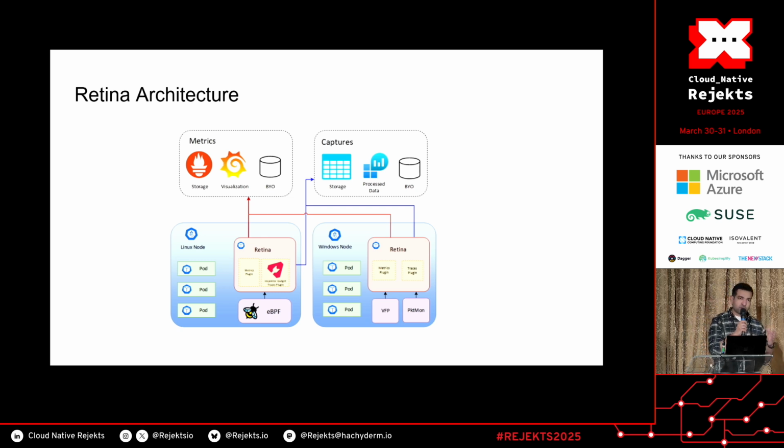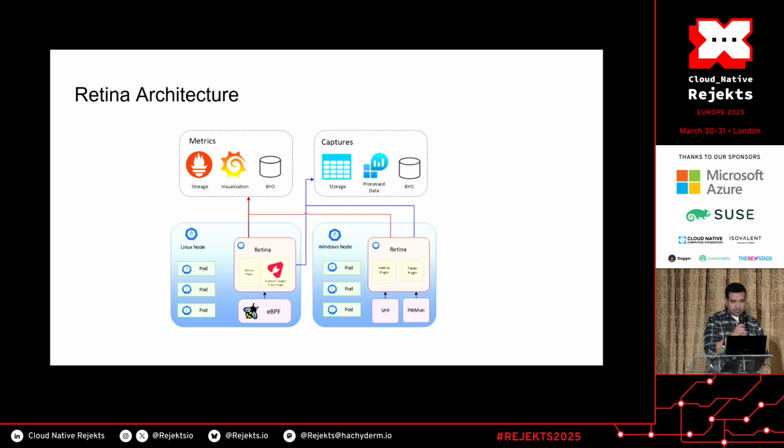Retina is designed to be very pluggable. If you have a use case that is not really there in the product today, you can develop your own plugin. Some of the plugins that we have today are things like network drops, where you can get the packet drops and the reason behind these drops, another plugin for DNS, and another plugin for network forward.